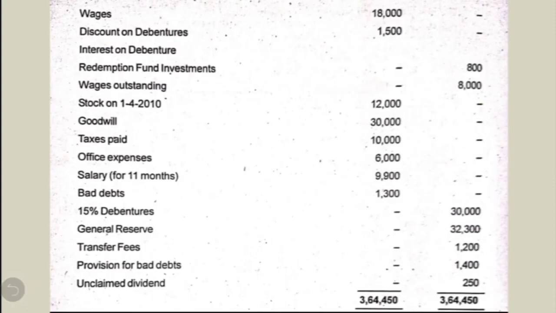carriage on purchases, wages, discount on debentures, interest on debenture redemption fund investment, wages outstanding, stock on 1/4/2010, goodwill, taxes paid, office expenses, salary for 11 months which is paid, bad debts, 15% debentures, general reserve, transfer fees, provision for bad debts and unclaimed dividend.